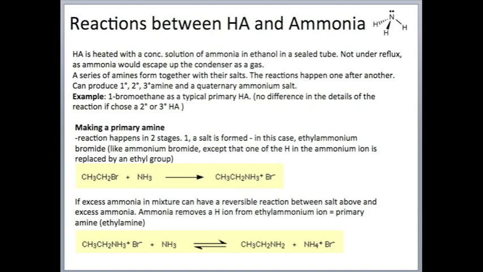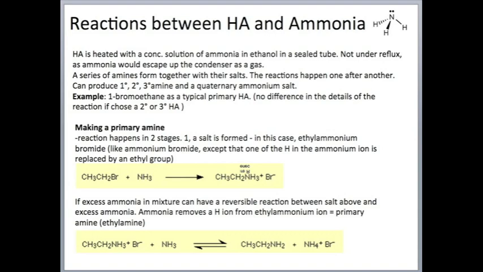So let's first look at making a primary amine. The reaction happens in 2 stages. In the first stage, a salt is formed. In this case, we've got ethylammonium bromide. This is just like ammonium bromide, except that one of the hydrogens in the ammonium ion is replaced by an ethyl group. So this is the reaction for this.